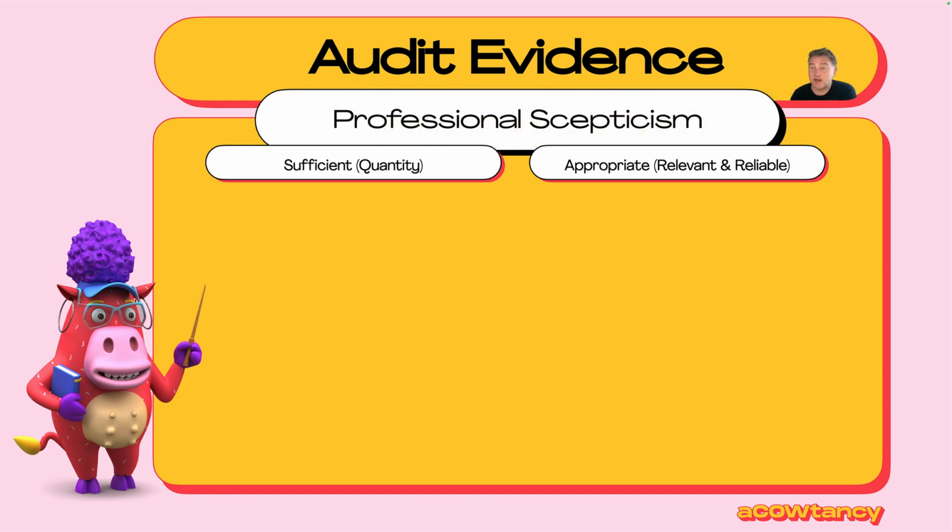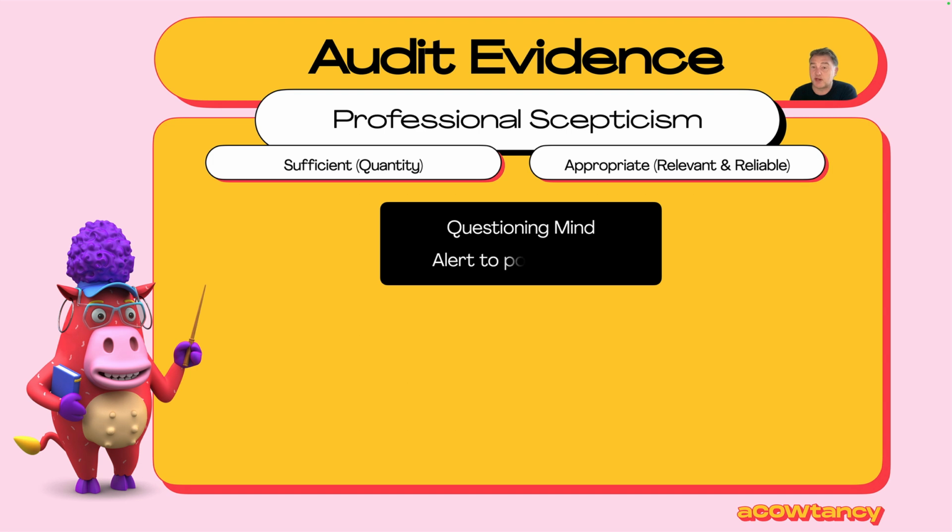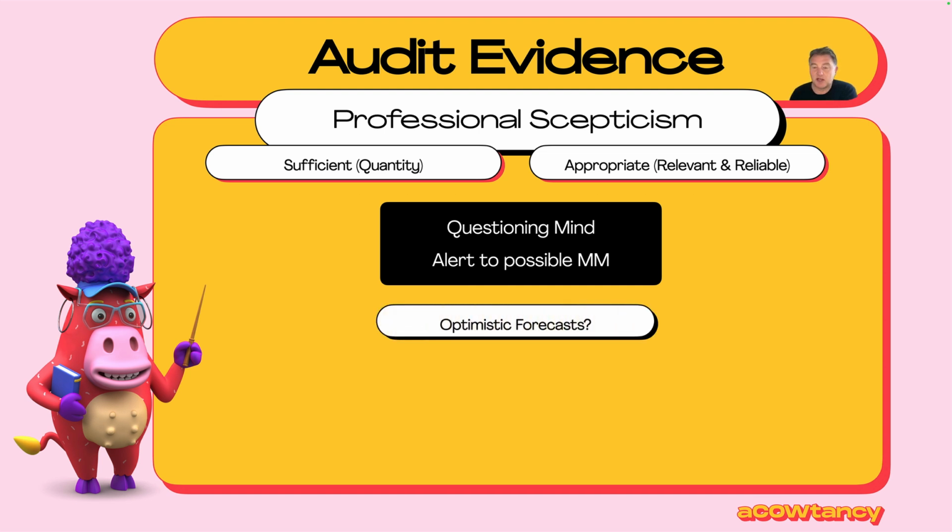Professional scepticism. We need that when we're looking at have we got enough evidence. So a question in mind, and always alert to times when there might be potential material misstatements. Often when the directors get a bonus if something happens, then they're more likely to make that thing happen even if it never did. So things like optimistic forecasts. So you've got to be alert to possible material misstatements. You've got to have a question in mind.